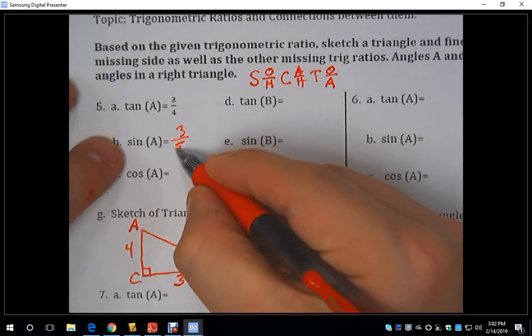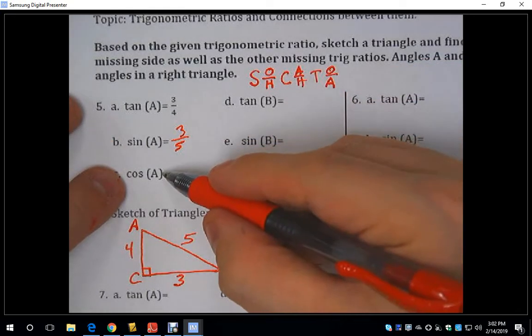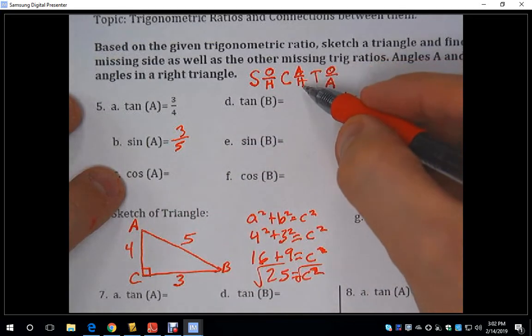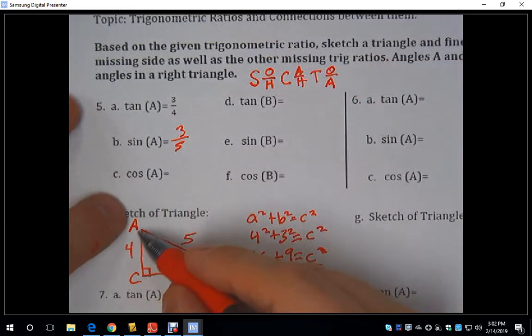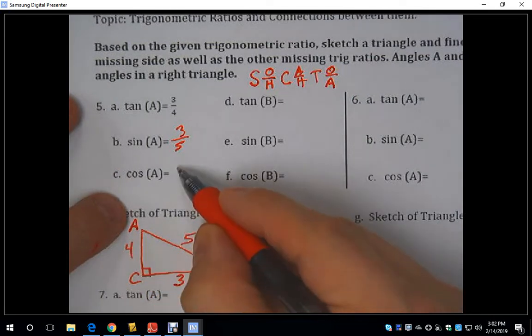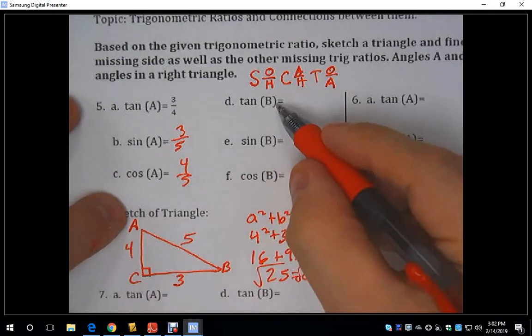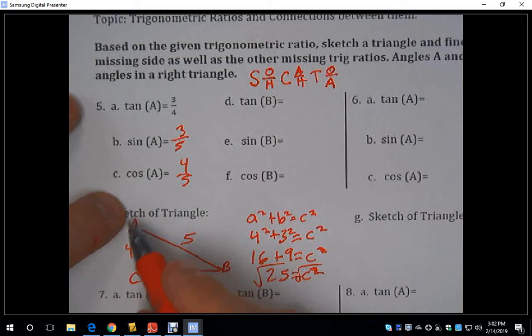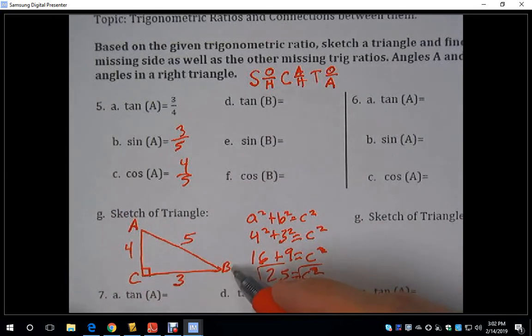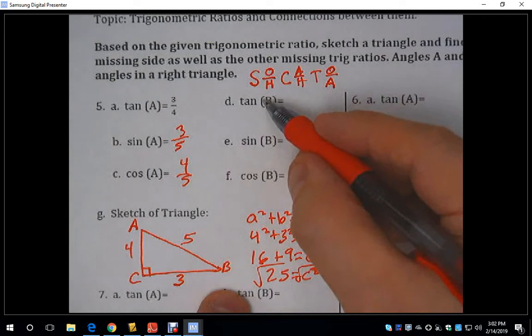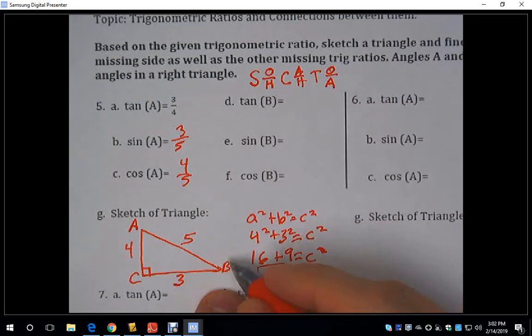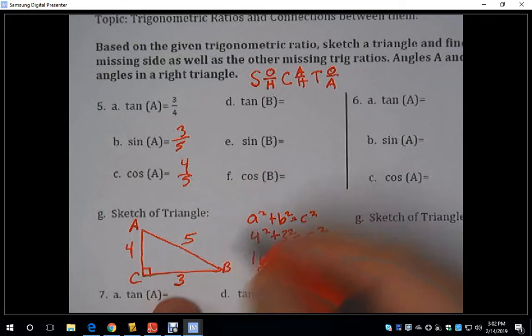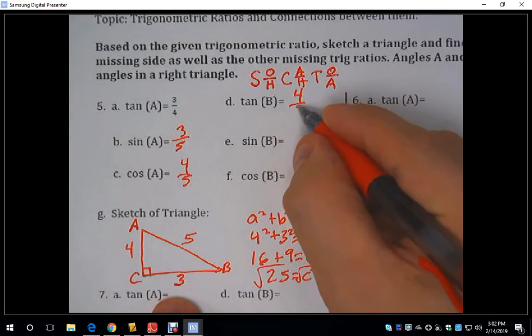Cosine of angle A is adjacent over hypotenuse. So for angle A, adjacent is 4 over the hypotenuse, which is 5. We also have tangent of angle B. Well, we've changed the perspective of our triangle. We're no longer looking at the triangle from angle A, we're now looking at it from angle B. Tangent is opposite over adjacent, so from angle B, opposite is 4 over the adjacent 3. So this becomes 4 over 3.